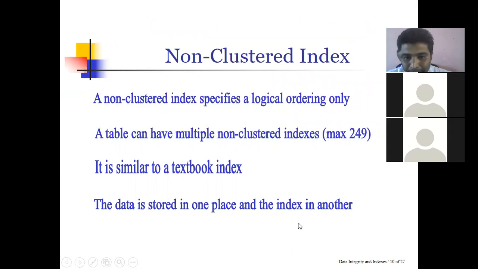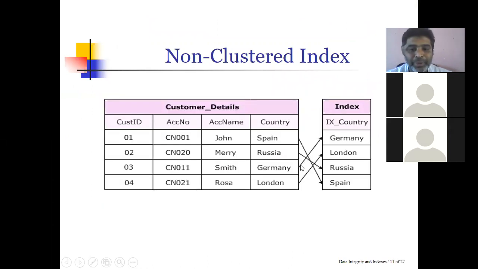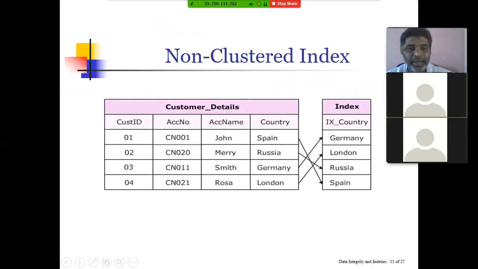Fine. Now when I show you the example here, again, I have some kind of customer data. Take an example: we have many customers from Spain, many customers from Germany, many customers from Russia, London, and so on. So we have taken a small sample of the data. Now I'll try to create a non-clustered index on this column, say country.